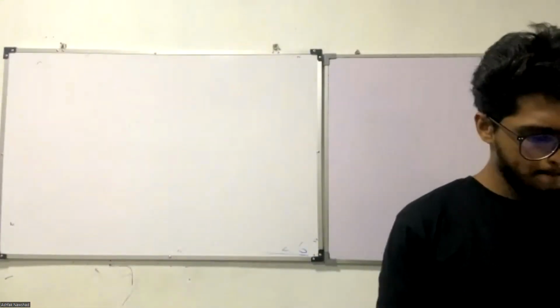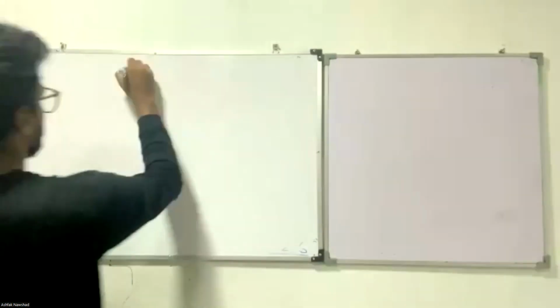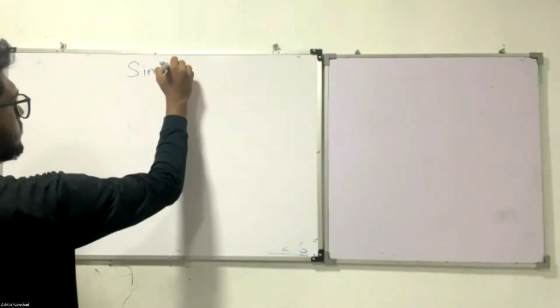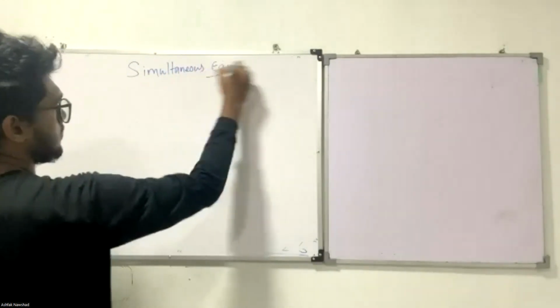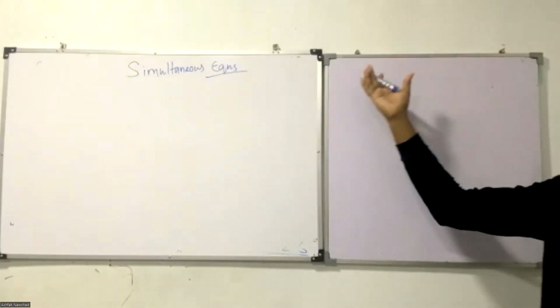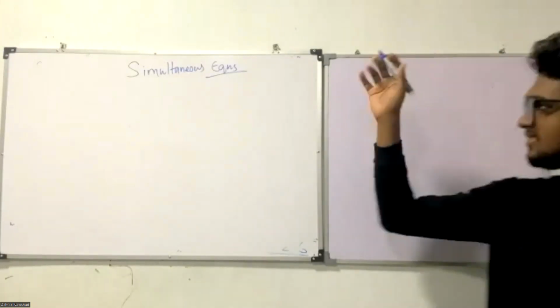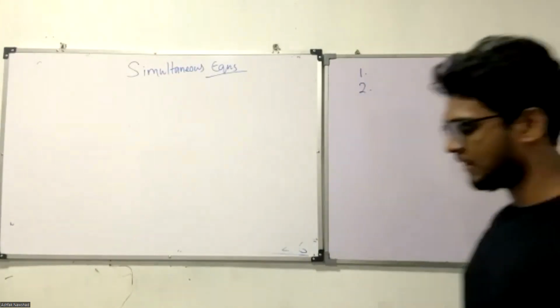Let's start now. So we have to do simultaneous equation questions. Simultaneous equations. Right, so there's no formula for simultaneous equations. There are just steps. If you remember, just tell me.